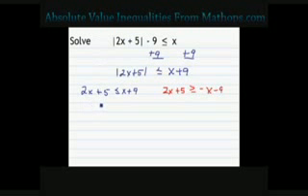Let's solve these individually. For the first problem, I'll subtract x from each side. This will get me x plus 5 is less than or equal to 9. Then I'll subtract 5 to get x is less than or equal to 4.